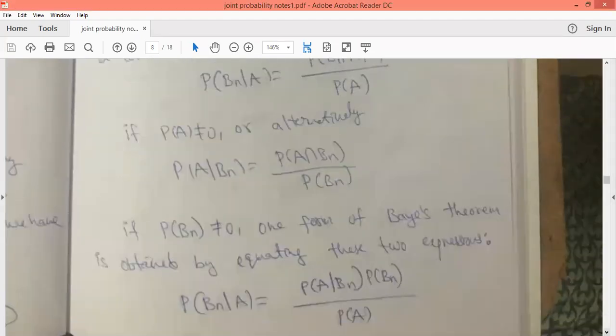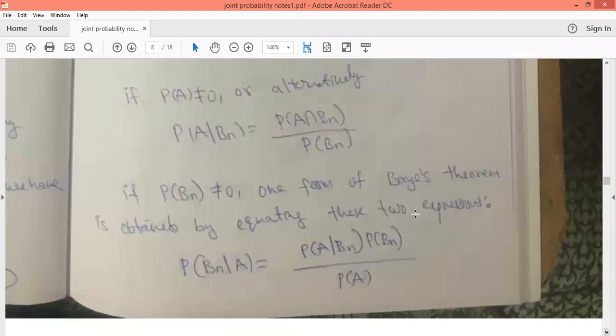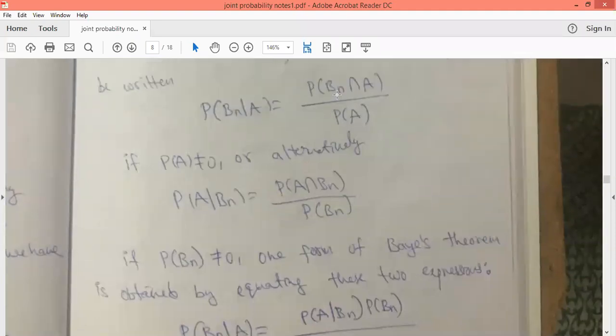Bayes' theorem is obtained by equating these two equations. If you equate, probability of A intersection Bn is given as probability of Bn given A into P of A. Similarly, probability of A intersection Bn can be obtained by multiplying these two. So these two are equal. Probability of A into probability of Bn given A is equal to probability of Bn into probability of A given Bn. Is it clear?